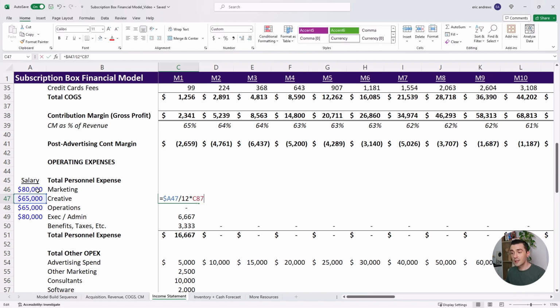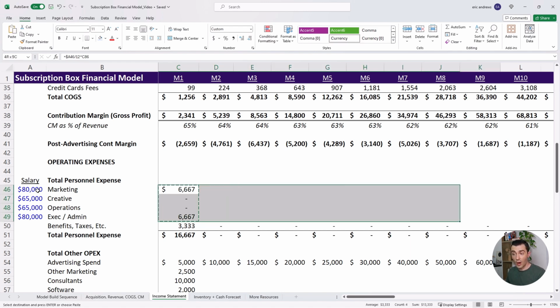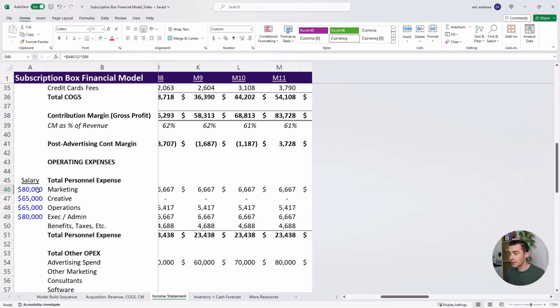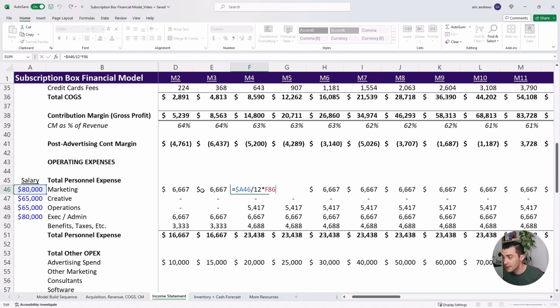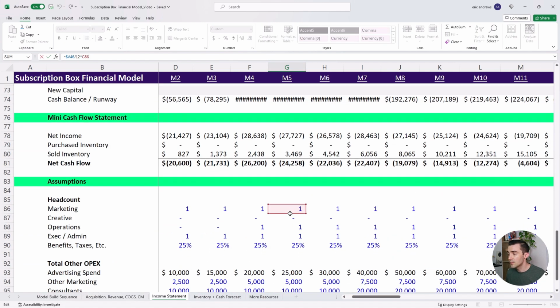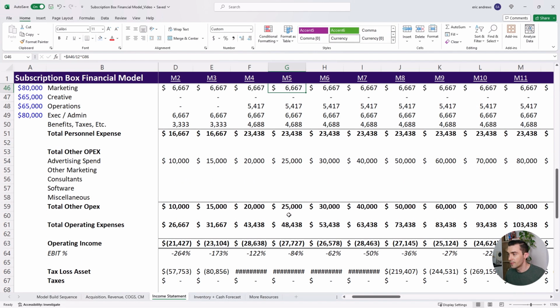If you just take this formula, you can multiply the exact same formula not only down, but across. And as long as you keep that column locked, so you see this $ in front of the A, it means that even if you copy and paste this formula to the right, it's still going to be referencing column A, but it's going to change the reference to how many people are on the team in the headcount assumption down below.